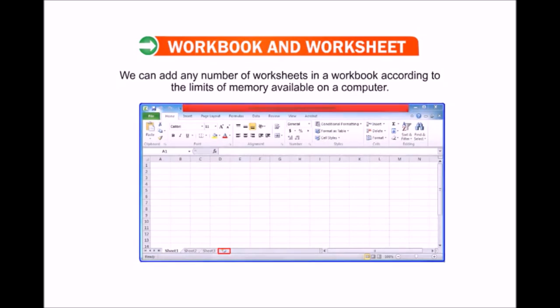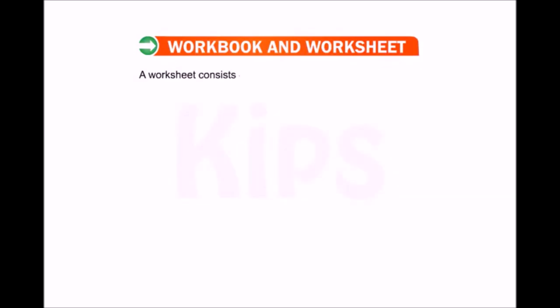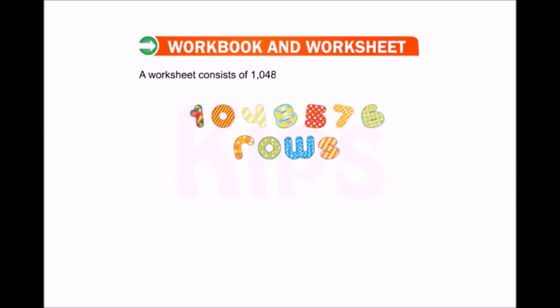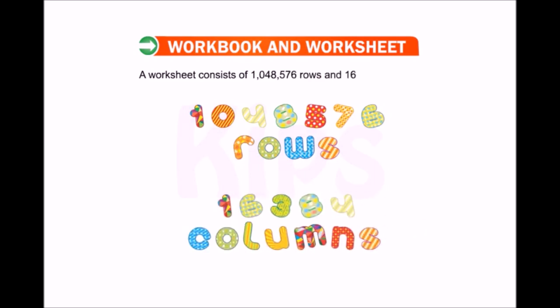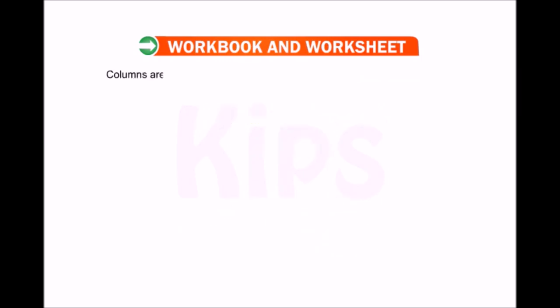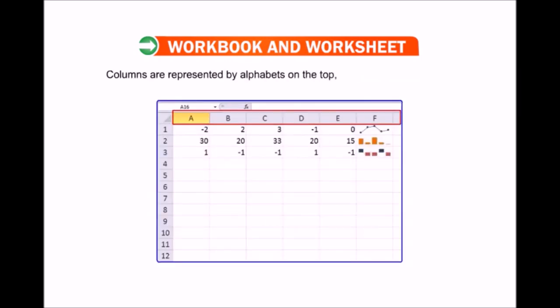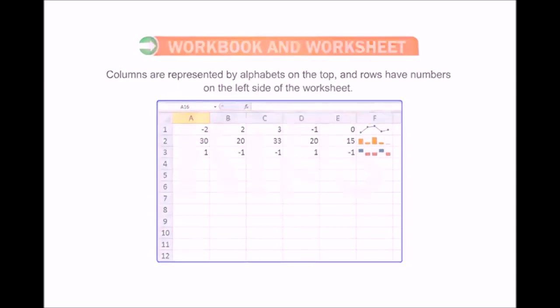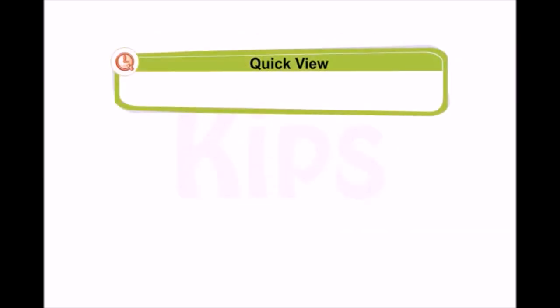We can add any number of worksheets in a workbook according to the limits of memory available on a computer. A worksheet consists of 1,048,576 rows and 16,384 columns. Columns are represented by alphabets on the top and rows have numbers on the left side of the worksheet. Okay, now let us take a quick view.